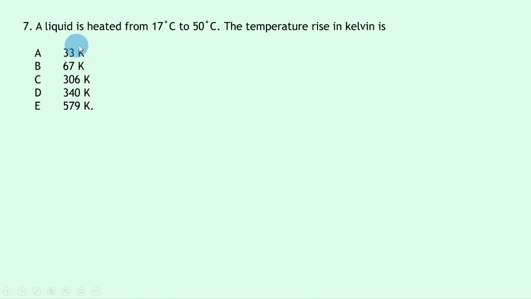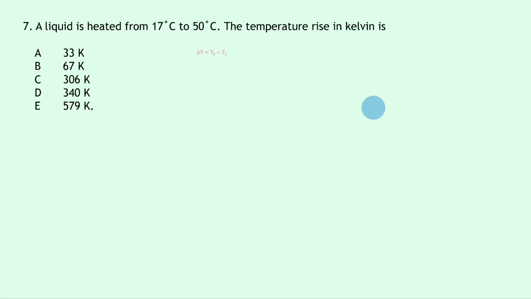Question 7 says a liquid is heated from 17 degrees Celsius to 50 degrees Celsius. The temperature rise in Kelvin is... Well, for this question, you need to remember that a temperature change in Kelvin is the same as a temperature change in degrees Celsius. So if we want to find a temperature rise in Kelvin, it's going to be the same as the temperature rise in degrees Celsius.